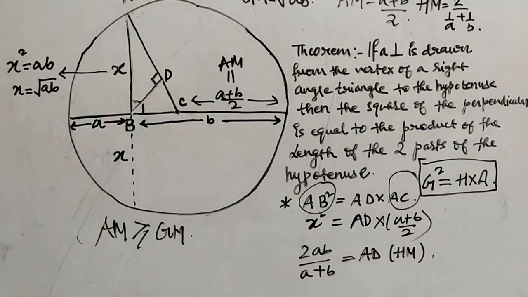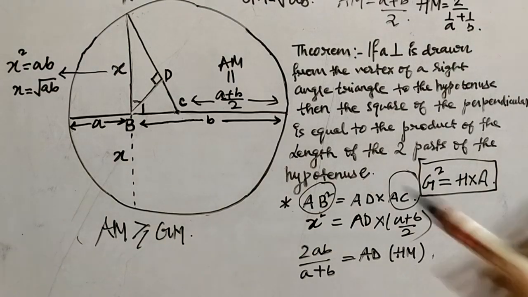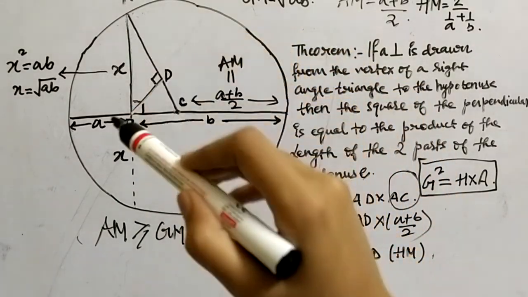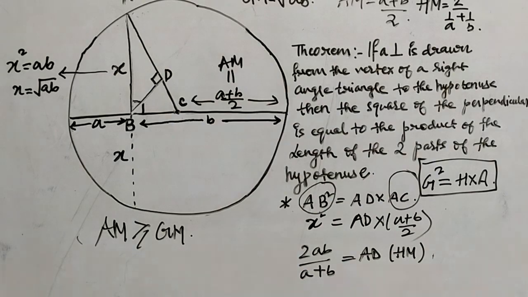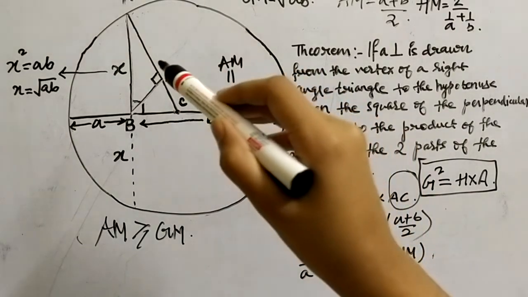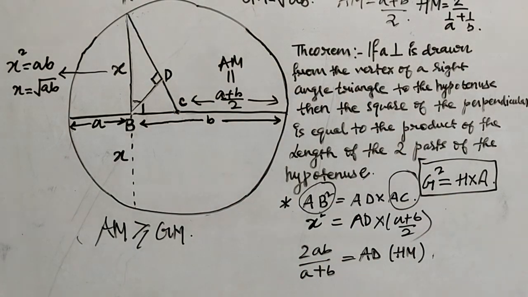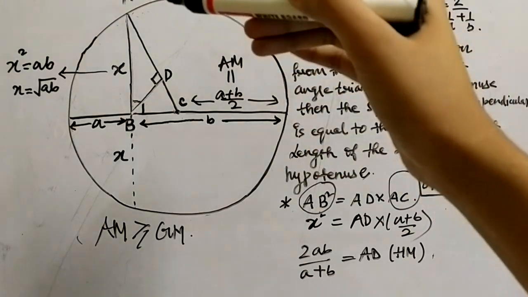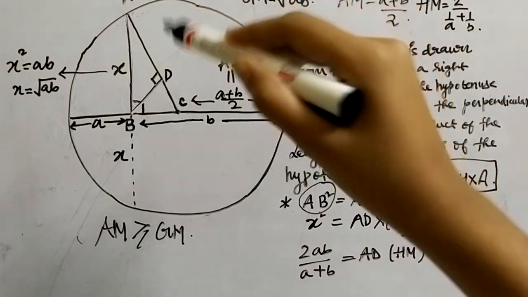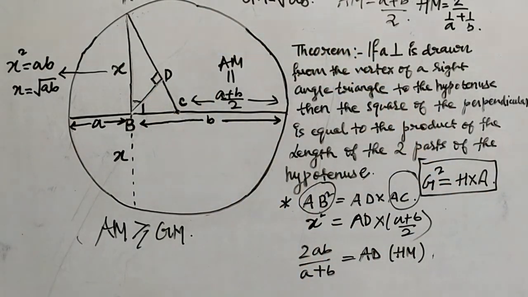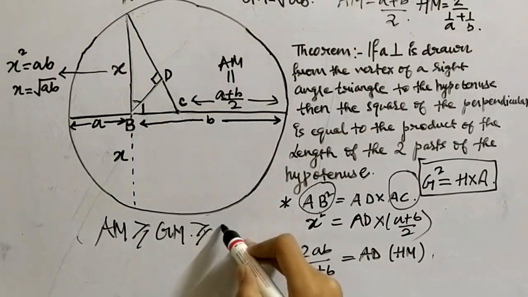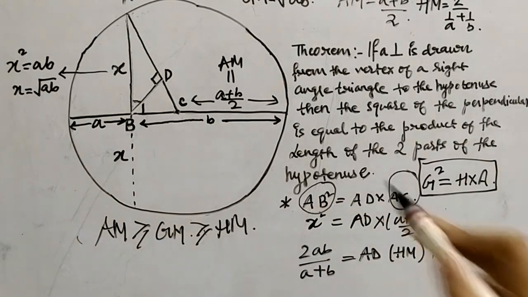Then how does this prove the relationship between the geometric mean and harmonic mean? Because, as you can see, we have drawn a perpendicular, so this makes a right angle triangle, correct? The side opposite the right angle is always the hypotenuse. So AD is the harmonic mean, which is always less than or equal to the geometric mean, correct? So here is our second result.